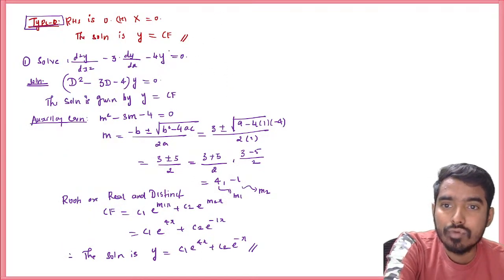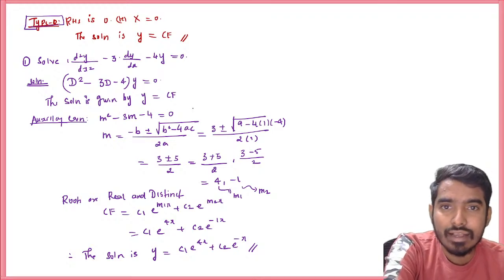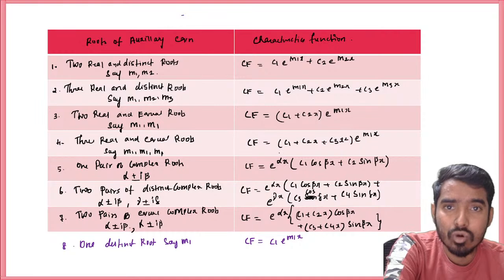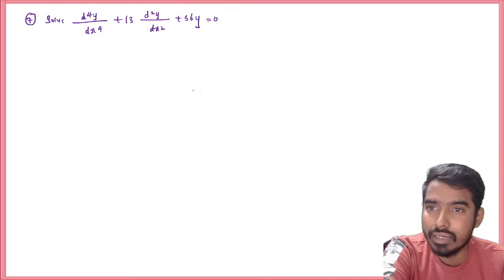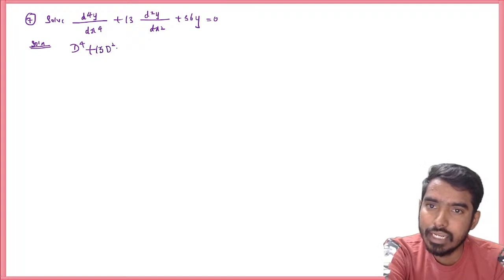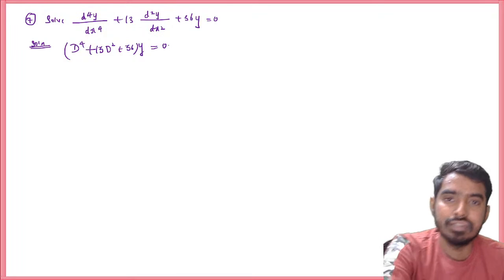So to find the CF, we replace capital D by m. You will have a polynomial of degree n. Solve that, you will have n roots. So here we have a polynomial of degree 2, you have 2 roots. Depending upon the roots, you find the CF from this table, right? This table is very important. Okay, solution. This is the same as D power 4 plus 13 D square plus 36 y is equal to 0.